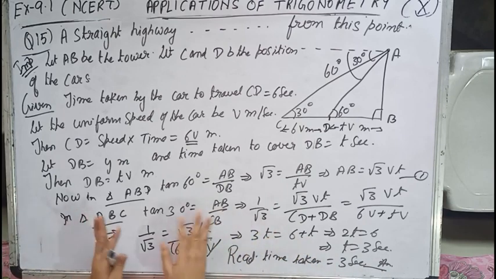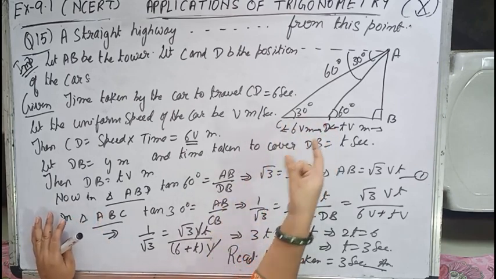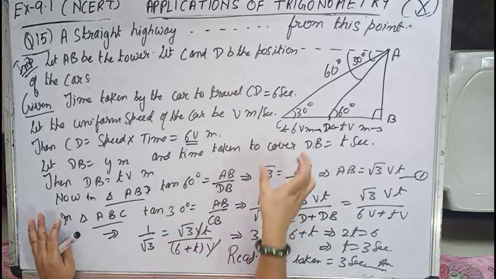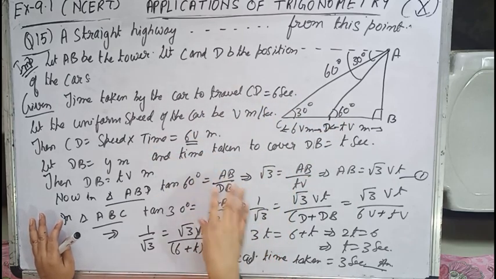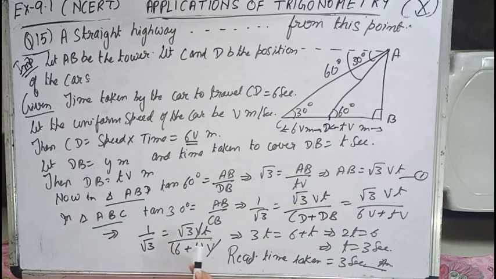Children, with concept you can do it by other methods as well, but don't take this CD length as 6 meter. While calculating, some of the students take CD equals 6 and do the calculation in this way. It is totally wrong, and hence marks will not be awarded. So I think you have understood. Let us move to the last question of this exercise, that is question number 16.